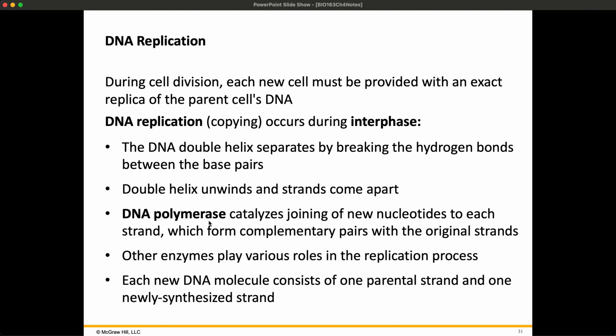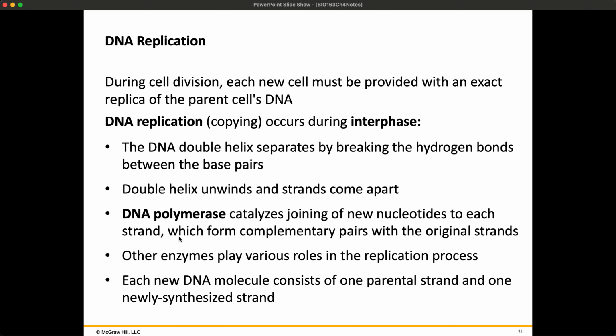So as those strands are broken open, this unwinding of the helix allows DNA polymerase to go in there and it will pull base pairs from the cytoplasm, and it will just boop, boop, boop, boop, boop. It will add them to each of these complementary original strands to form two new strands of DNA that can then be split. So each daughter cell in a cell division has a copy of the parent cell DNA. Essentially you end up with one parental strand and one newly synthesized strand.